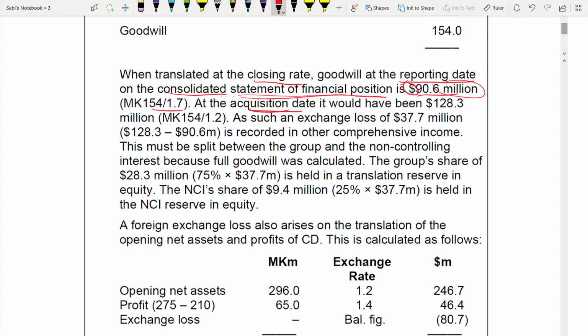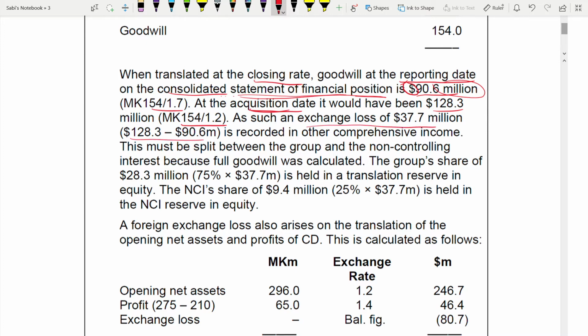So at the acquisition date, goodwill was, you have to divide the goodwill by the opening balance. Opening balance is 1.2. So that means in dollar terms it is 128.3. That means goodwill fell from 128.3 to 90.6. That means there's an exchange loss difference, the difference in the opening and the closing in dollar.